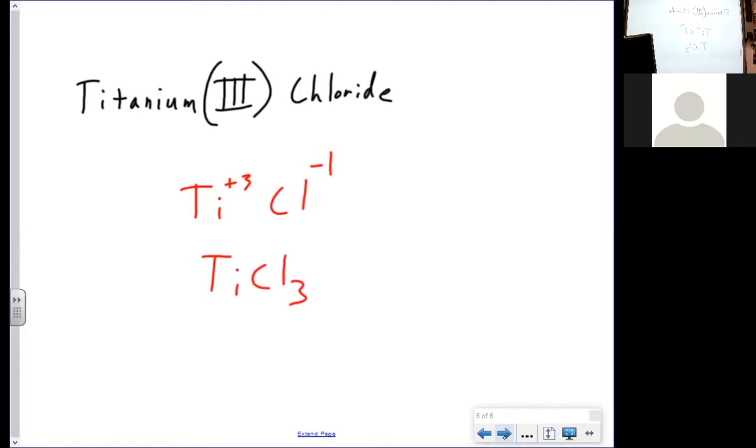So what, would you just say titanium chloride? Nope, you would say titanium 3 chloride. Oh. Because if you said titanium chloride, you would say, hey, what's the charge? I don't know what titanium chloride is. You have to include a Roman numeral to tell you the charge.